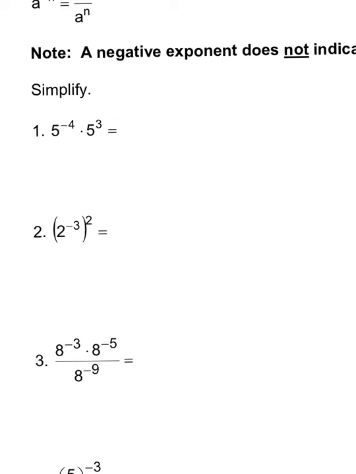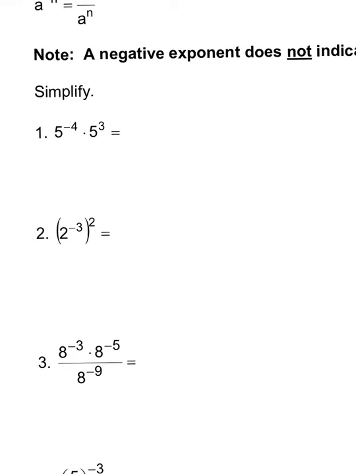Looking at number 1, it's multiplication. We learned last week that when we multiply and the bases are the same, we keep that same base. These are the same base, which is a base 5. Now, whenever we're multiplying, we add exponents. So we have negative 4 plus 3. Negative 4 plus 3 is a negative 1. We cannot have negative exponents.